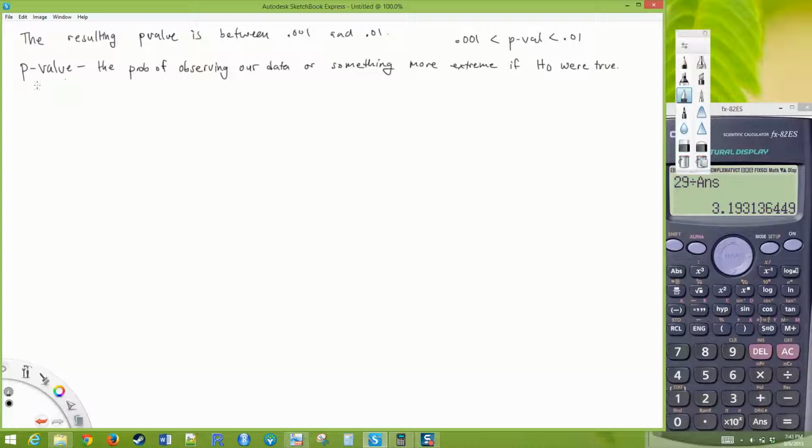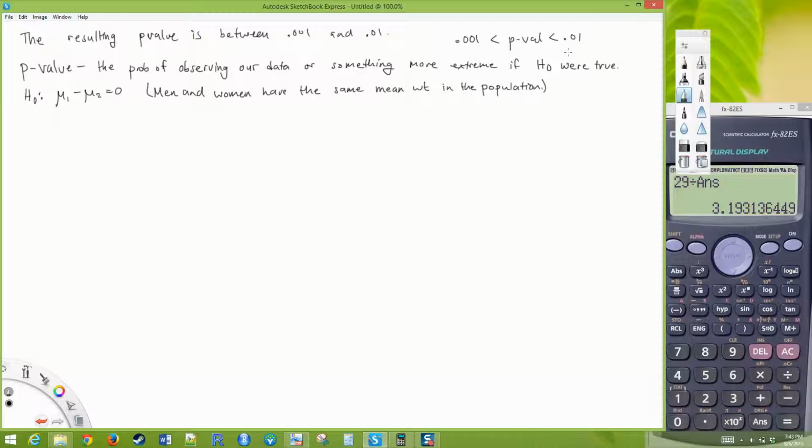Okay, and so once again, our null hypothesis is that mu1 minus mu2 equals 0, or men and women have the same mean weight in the population. Okay, so our p-value is between 0.01, basically 1 in 1,000, and 1 in 100.